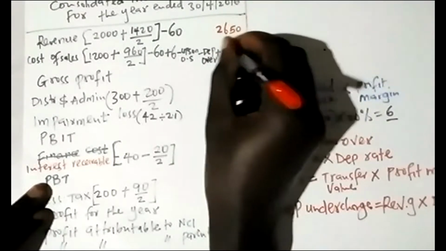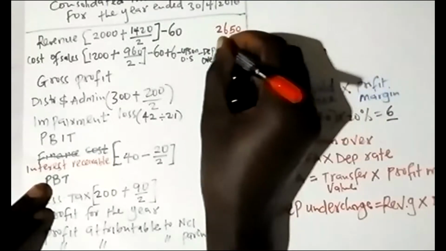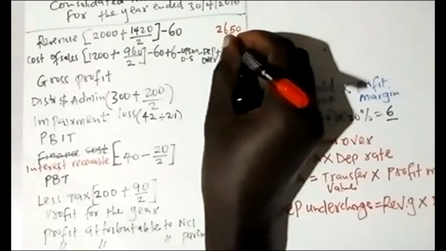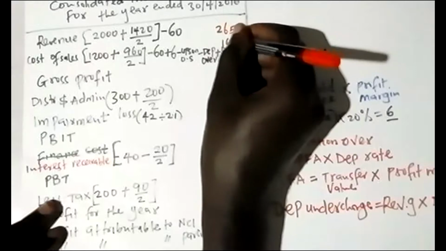Then this one, because there is not enough space, I will just say here, you will be able to understand. So 1200 plus 960 divided by 2 minus 60 plus 6. I'm getting 1626, so I will just fix it here. This is cost of sales.